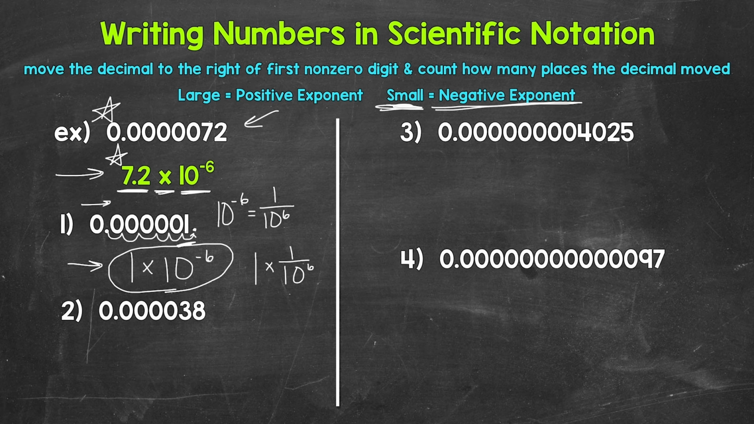So with small numbers, we use a negative exponent because that's going to give us those small numbers. Keep in mind, this is equal to this. Let's move on to number 2, and we need to start by finding the first non-zero digit.